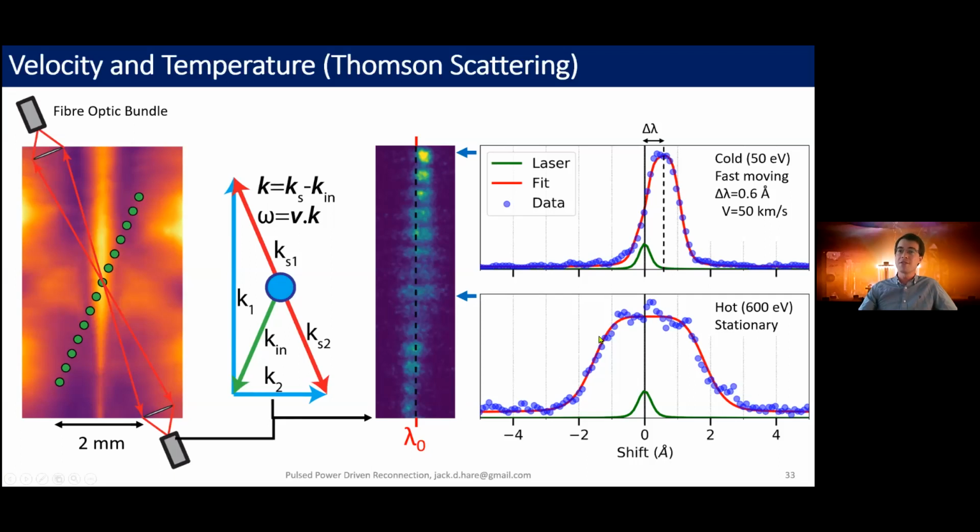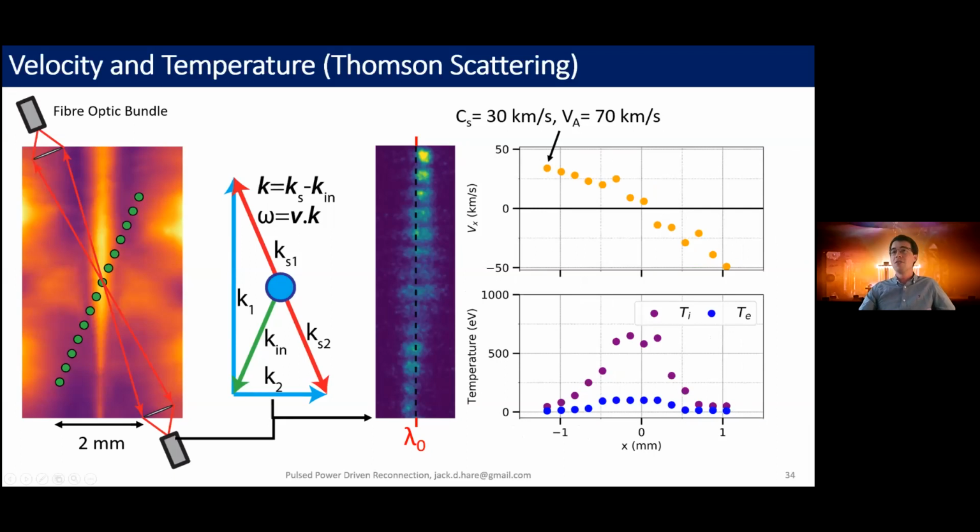And we can perform this fitting routine for all of these 14 spatial locations, and we can get out profiles of the flow velocity and the electron and ion temperatures. So we can see that the flow velocity is initially around 50 kilometers per second. And this inflow velocity decreases to 0 on a length scale of around 1 millimeter. Now that initial velocity means that the flows are supersonic, but sub-Alfvénic. And over that same 1 millimeter length scale, we see dramatic heating of the electrons and of the ions. The electrons are heated to over 100 electron volts, and the ions are heated to over 600 electron volts.